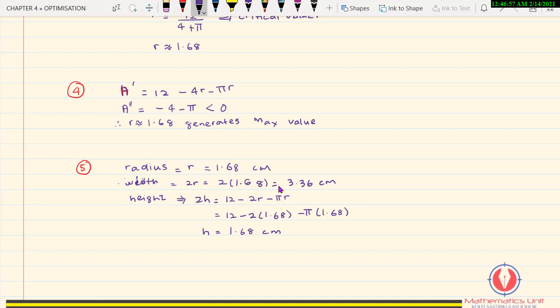Now the dimensions of the window: we have the radius of 1.68 centimeters, the width is 3.36 centimeters and the height is 1.68 centimeters. Okay, so that's the end of part 3.